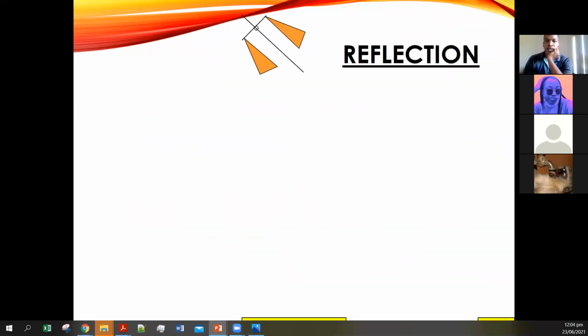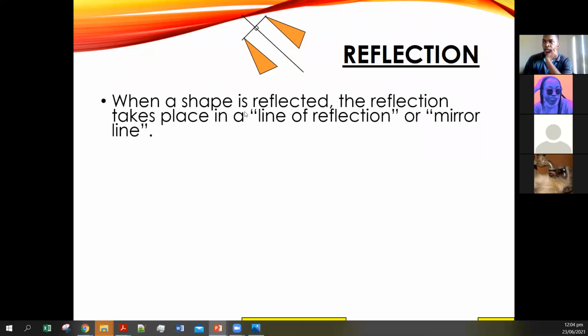So that is done for translation. Now we go to reflection. When a shape is reflected, the reflection takes place on a line of reflection, or the mirror line. That is very important. So this line over here, we call our line of reflection or our mirror line.